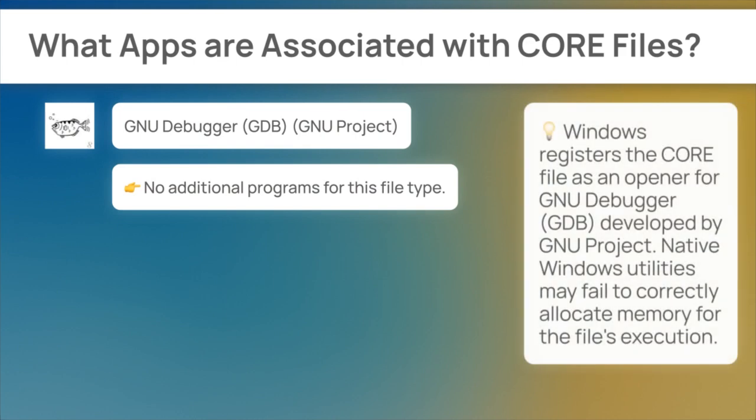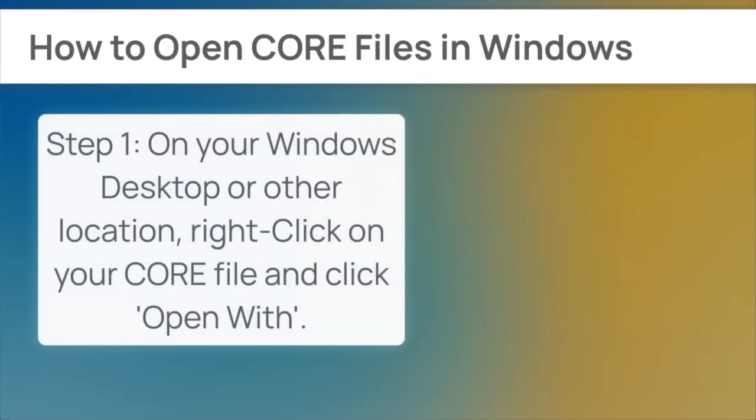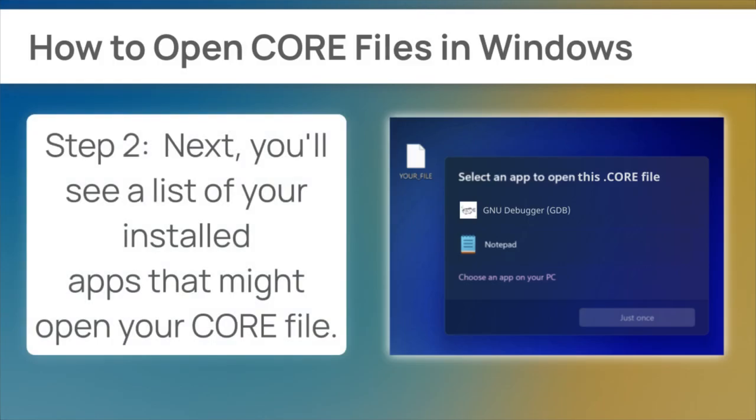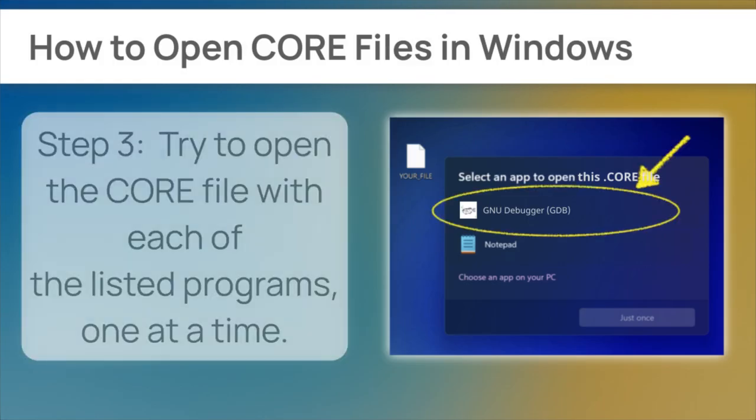Native Windows utilities may fail to correctly allocate memory for the file's execution. Windows treats them as foundational, so any changes should be handled only with deep system knowledge. Your first troubleshooting move: right-click the CORE file and select Open With. Try launching it using GNU Debugger, GDB, if it's installed.